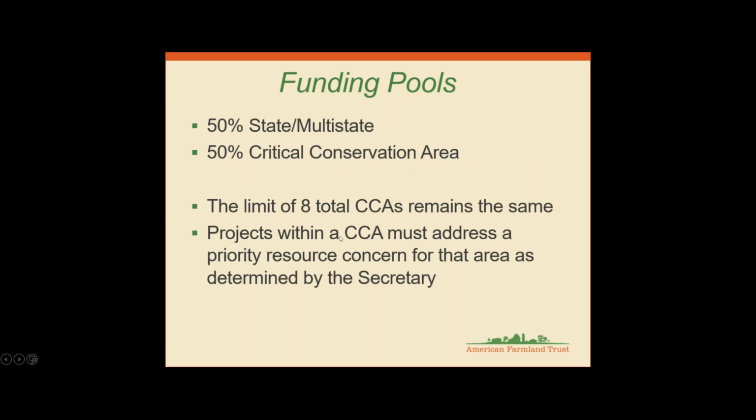There's been a change as well to the funding pools. You might remember that there used to be 3 funding pools: critical conservation areas, national and state. These have been combined to 2 funding pools that are evenly split between state or multi-state projects and critical conservation area projects. For the critical conservation areas, there's still a limit of 8 of those throughout the country, but there is a bit of a difference now in how projects that relate to a critical conservation area will be chosen. Projects in that CCA need to address a priority resource concern for that area, and it's up to the Secretary to choose one or more priority resource concerns for each critical conservation area.